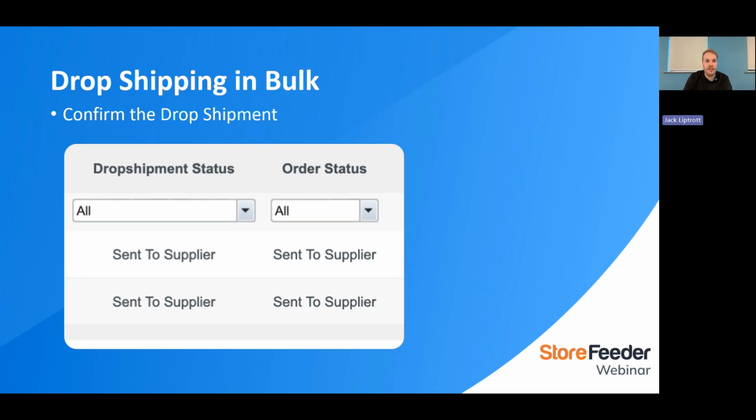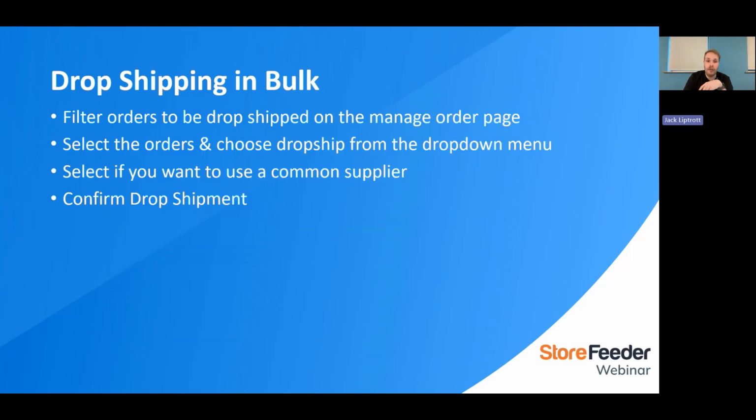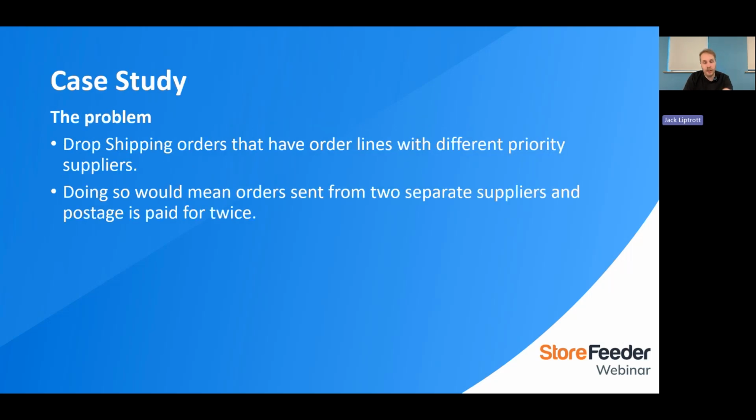Yeah, and here we can see that the order status has now been changed to sent to supplier. So now we know that the order's been drop shipped. So if we just quickly recap this bit, you filter the orders on the manage orders page, find the ones you want to drop ship, select the orders and choose drop shipment from the drop down menu. Select if you want to use a common supplier or not, confirm the drop shipment, and then there you go. So right now we'll look at the case study.